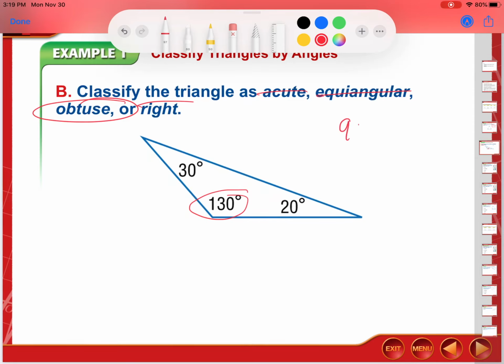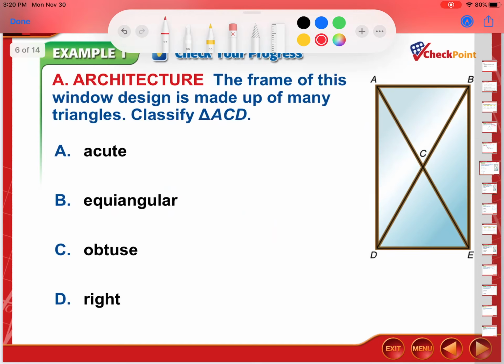Because if we had an angle that was greater than 90 and an angle that was 90, so 90 plus anything bigger than 90, 91 would be the first one, is going to equal 181, or something bigger than 180. And if the interior angles add up to more than 180 degrees, then it cannot be a triangle, because the interior angles of a triangle always add up to 180. Like this: 130 plus 20 is 150, 50 plus 130 is 180. So they always add up to equal that 180.